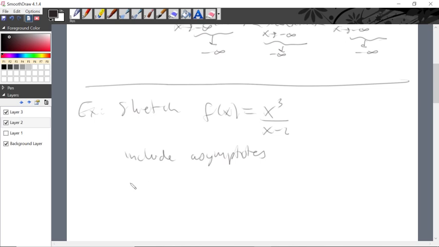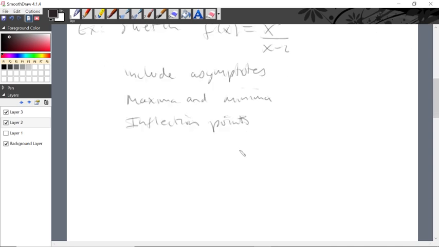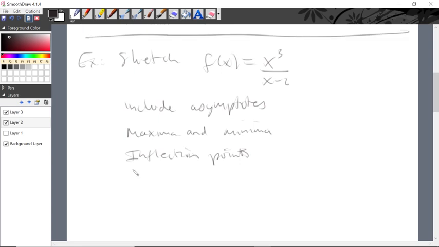Okay, let's include maxima and minima. Let's also include inflection points. That is, we would need to look at concavity to determine if there are any inflection points. Okay. All right, that should be good for this one. Okay, I'm also going to include intercepts if they're easy enough to find. Okay, so let's find that.